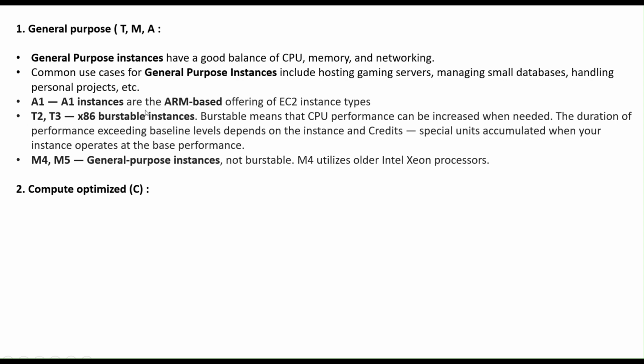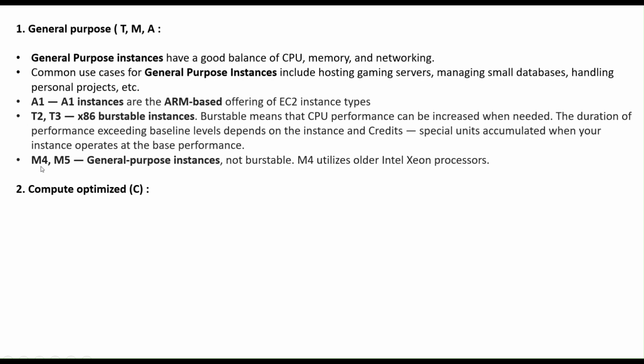Then A1 instances are the ARM based offering of the EC2 instance type. ARM means Advanced RISC Machine. But we are not using those instances much, because most probably we'll go through the T family or M family only.